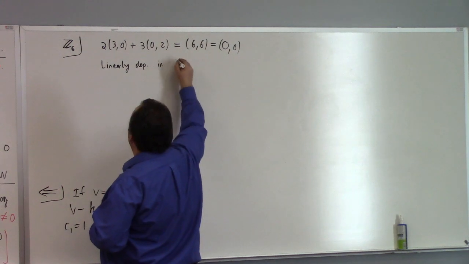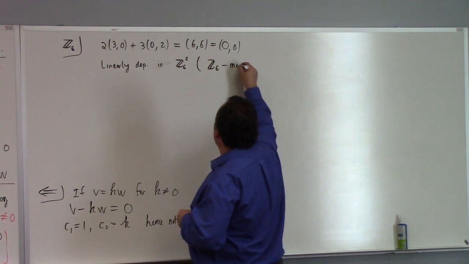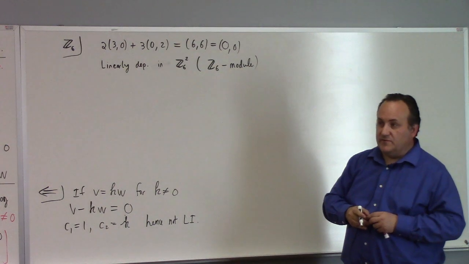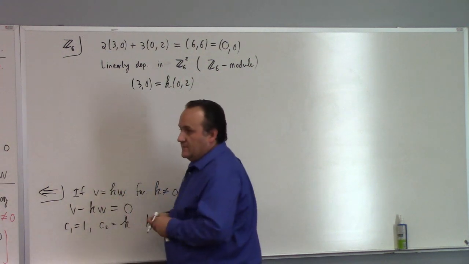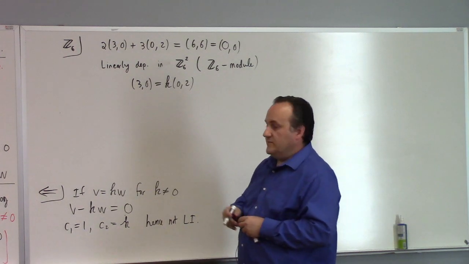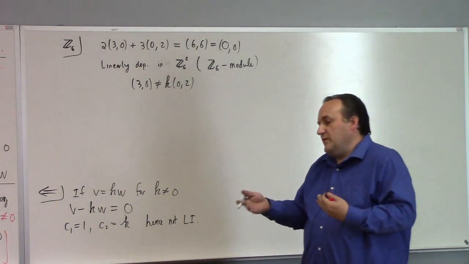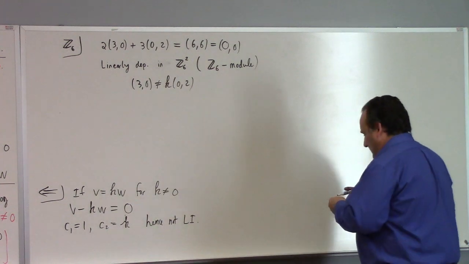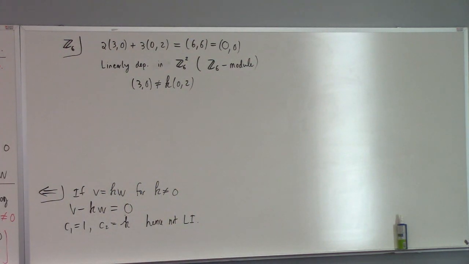My notation would be Z6 squared. This is an example of what's called a Z6 module. There is no way you can write (3, 0) as equal to K times (0, 2). It's not possible. So that definition of linear dependence, that one can be written as a linear combination of the other, only works if you're working over a field. Because only over a field can you do this calculation. So that really brings us to the next theorem, which I probably should project because it's a little bit much to write down at the moment.